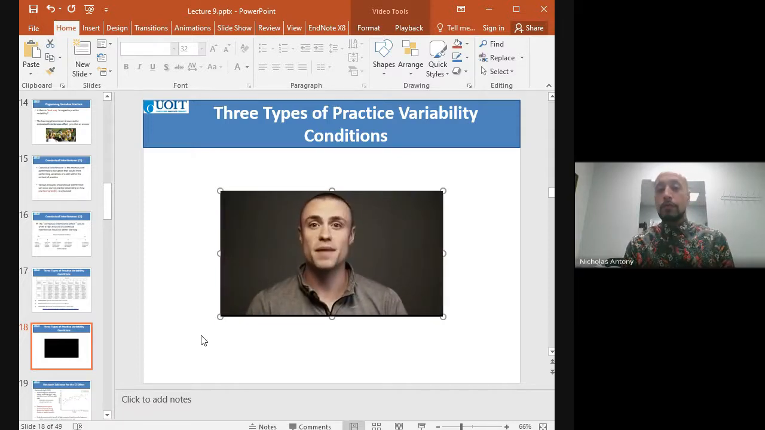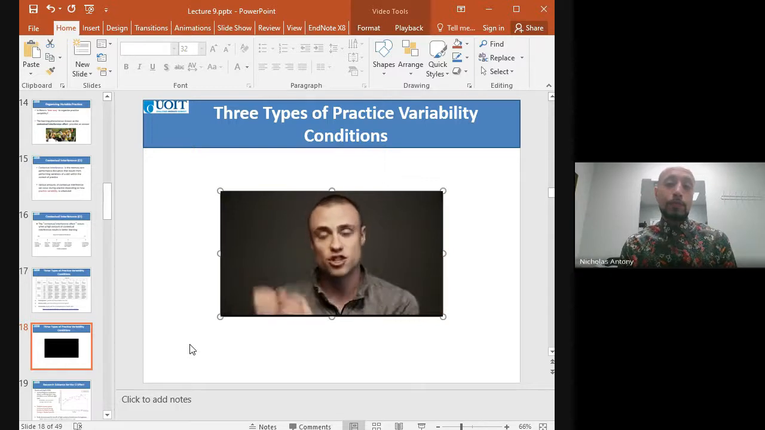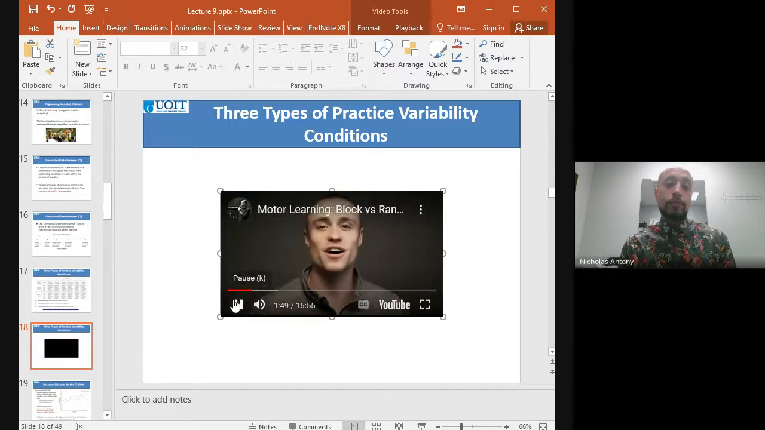So as coaches, one of our main jobs should be to look at ways to maximize this retention and transfer so the improvements we see during practice show up on game day when the lights are on and your grandma's in the stands.